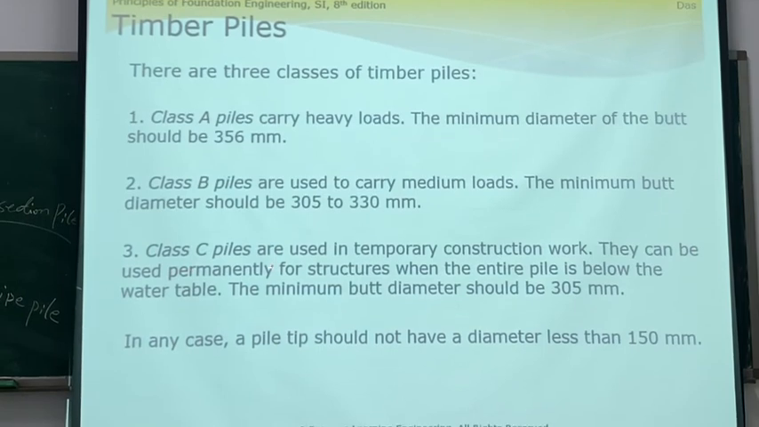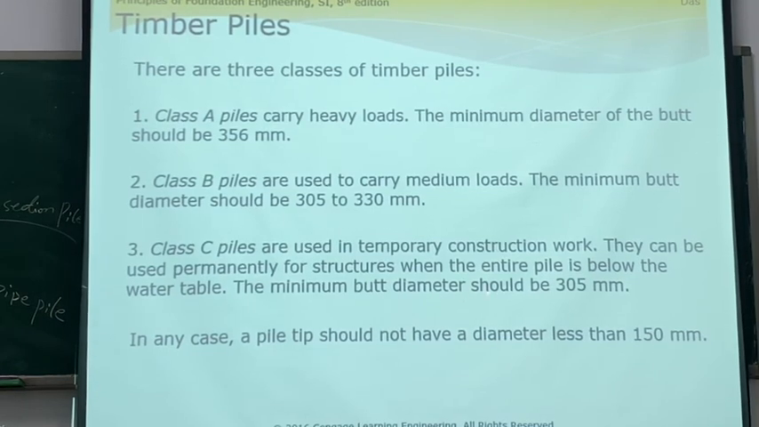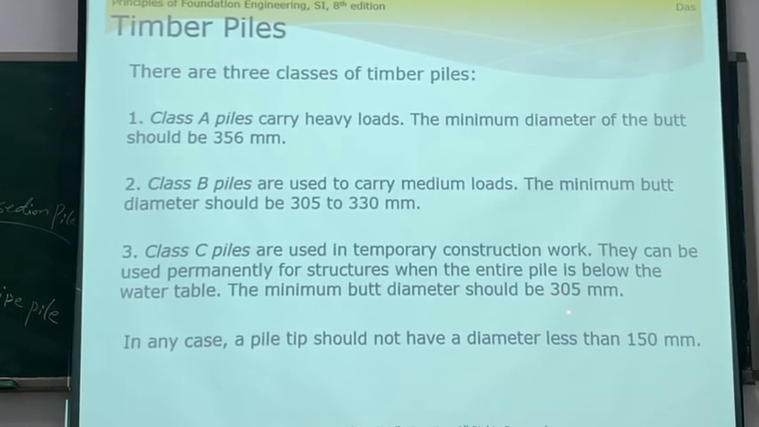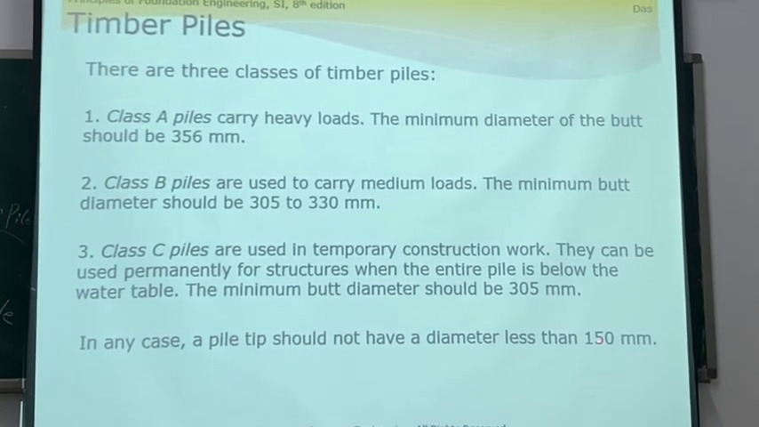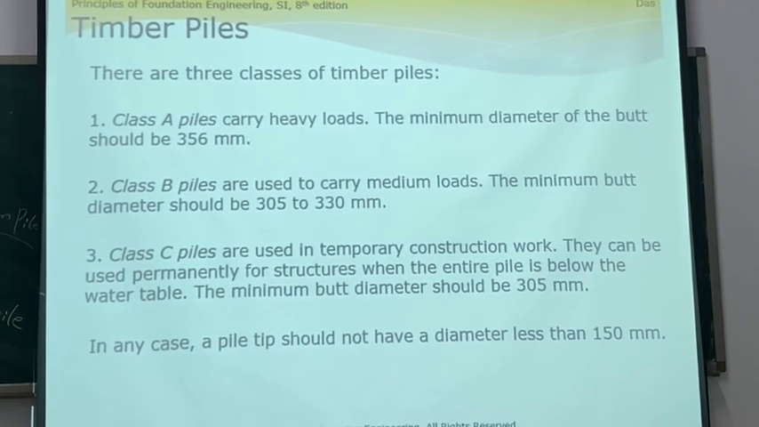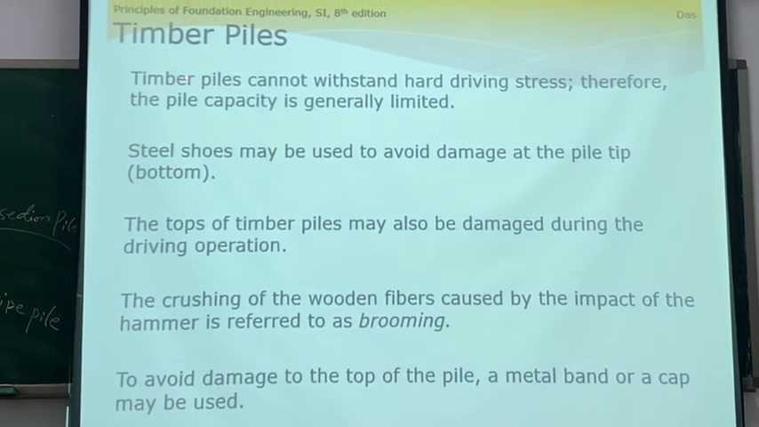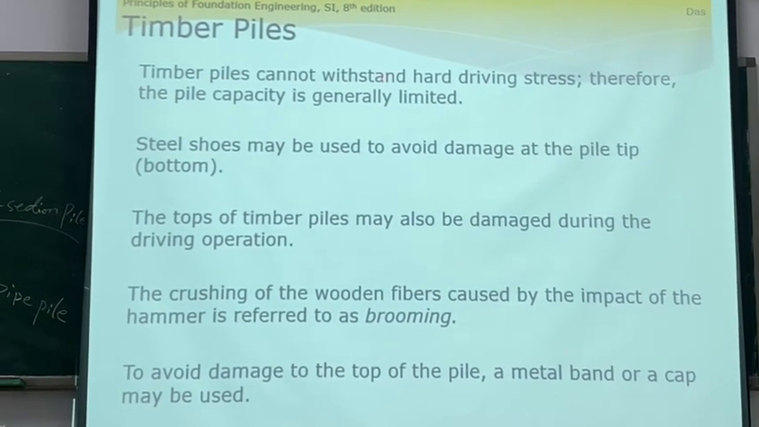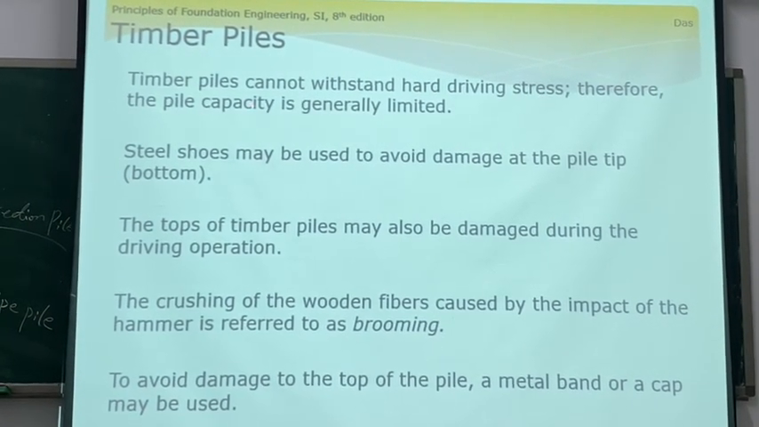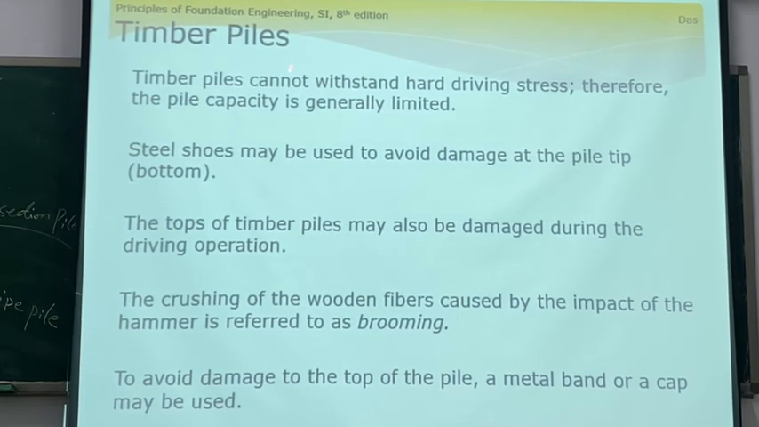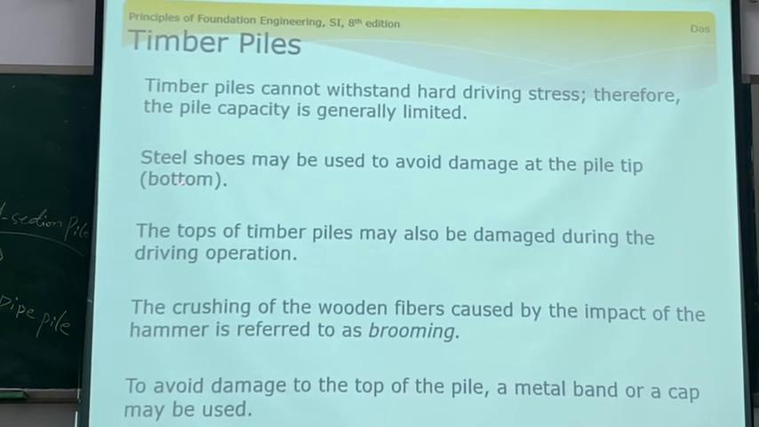They can be used in the purpose and structure when the entire part is below the water table. The minimum butt diameter should be 305 millimeters. In any case, our pipe tip should not have a diameter less than 150 millimeters. As the timber pipes cannot withstand hard driving stress, therefore the pipe capacity is generally limited. Steel shoes may be used to avoid damage at the pipe tip.